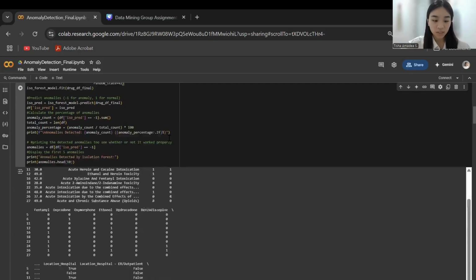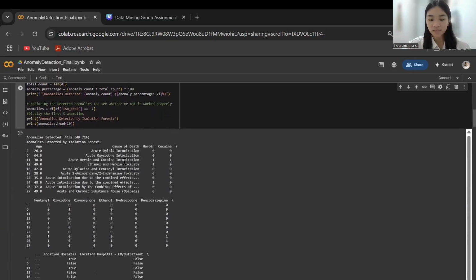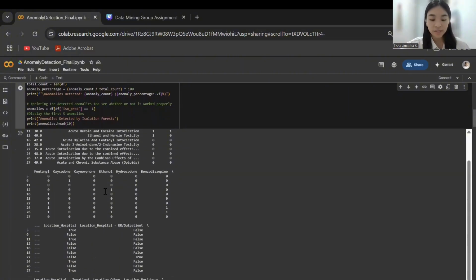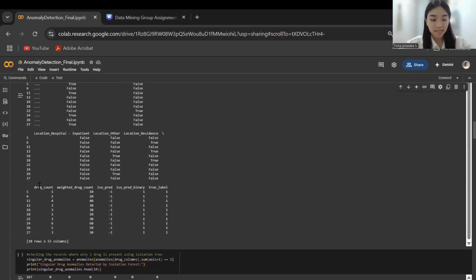The results showed that a total of 49.71% of the data was flagged as anomalous, which is logically impossible. However, it did manage to detect the appropriate anomalies where only one certain drug is present, as seen within the drug count feature on the screen.